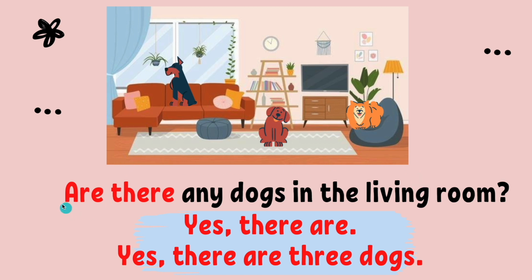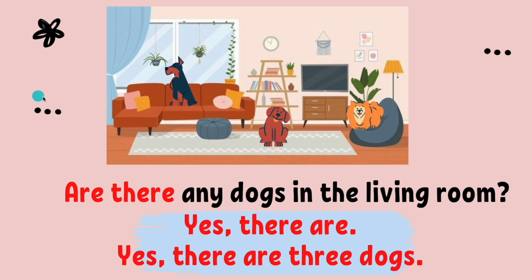So now, kita pakai are there sebab apa? Any dogs. Tengok dekat belakang dia ada S. Jadi, bila belakang dia ada S, it's a plural object. Jadi, bila plural object, kita pakai are there. We use are there for plural objects. So, are there any dogs in the living room?